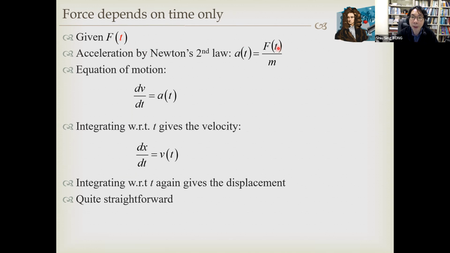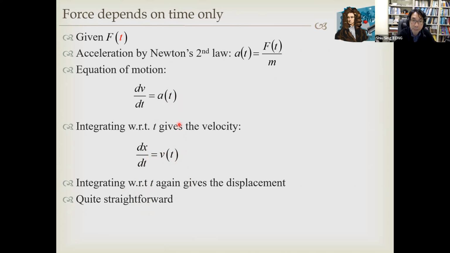I know how it varies with time. So the acceleration is just given by the force divided by the mass m. That is Newton's second law. And the differential equation of motion is dv/dt equal to a, which is a known function of t. Since a is given as a function of t, I can integrate both sides, and that gives me v. And v is dx/dt, so I can integrate once more to get x. So it's quite straightforward to find v and then x. We simply go through two direct integrations over time.